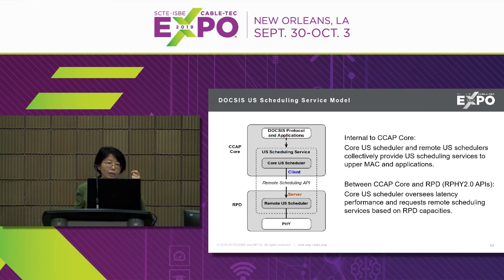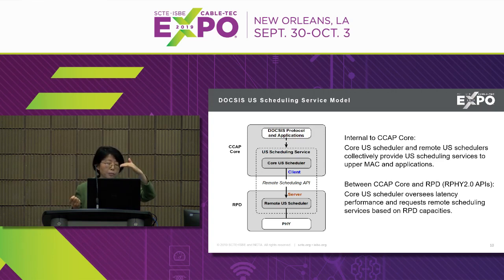Collectively, this core scheduler and the remote scheduler will provide the DOCSIS upstream service for the higher layer MACs. For example, to ensure the QoS, to ensure upstream SLAs, and to serve certain features, for example, ranging, probing, PNM, or full duplex sounding procedure, you name it, all the complicated applications which have scheduling need. So that's the core upstream scheduler's responsibility.